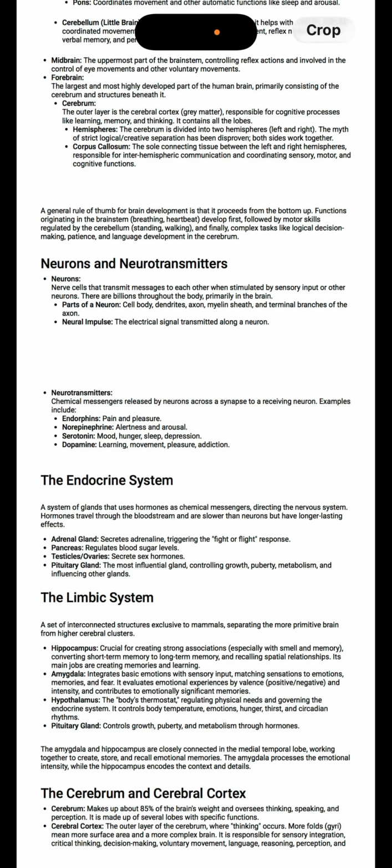The endocrine system, a system of glands that use hormones as chemical messengers directing the nervous system. Hormones travel through the bloodstream and are slower than neurons but have longer lasting effects. Adrenal gland secretes adrenaline, triggering the fight or flight response. Pancreas regulates blood sugar levels. Testicles/ovaries secrete sex hormones. Pituitary gland, the most influential gland, controlling growth, puberty, metabolism, and influencing other glands.